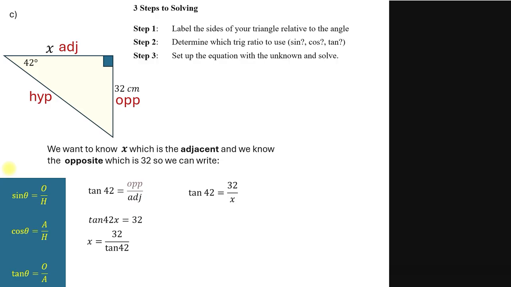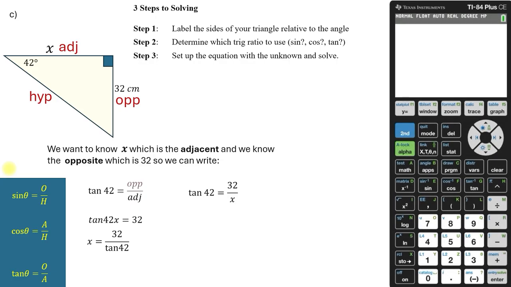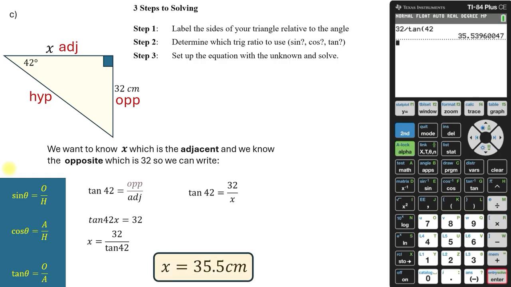And now we're ready for our calculator. Our calculation is x equals 32 divided by tan 42. 32 divided by tan 42. Click enter. 35.53, rounding to 35.5.